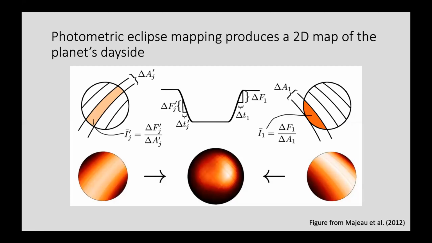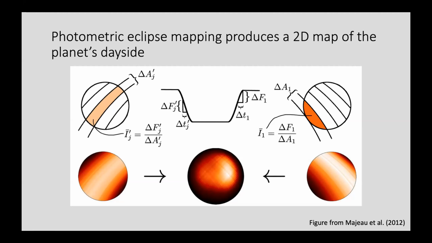Okay, so before I go into detail on exactly what our project looks at, I just wanted to give some background on how eclipse mapping observations work. So I'm really excited that I actually ended up getting to talk on the same day as Ryan now, because the whole idea of eclipse mapping is this concept that these planets are not just 1D and they have a lot of variation over their surfaces.